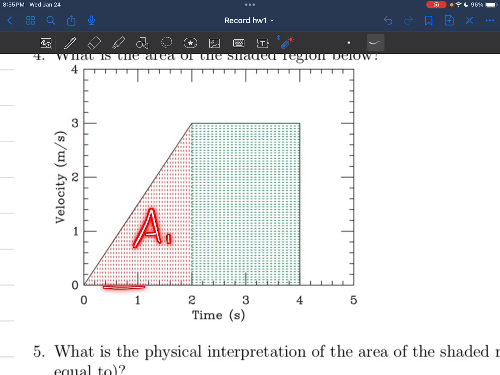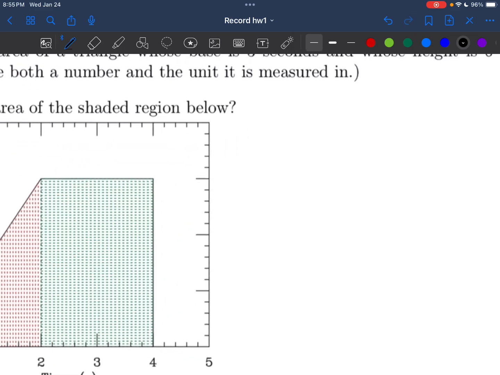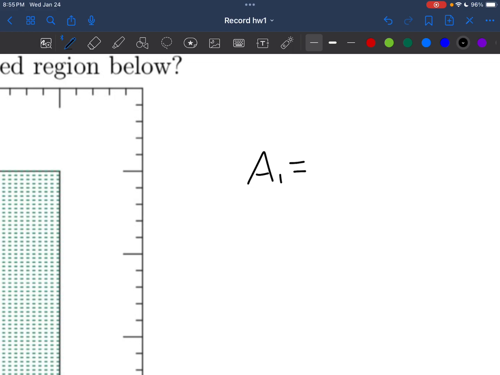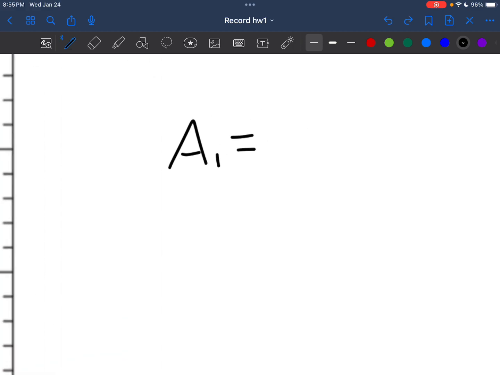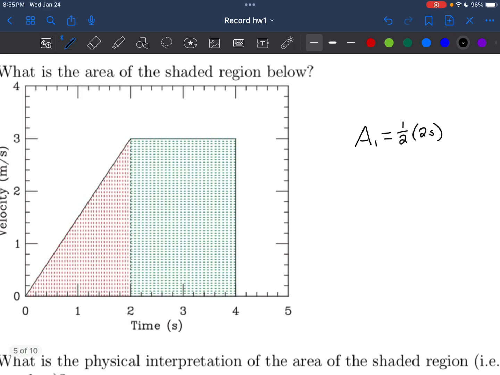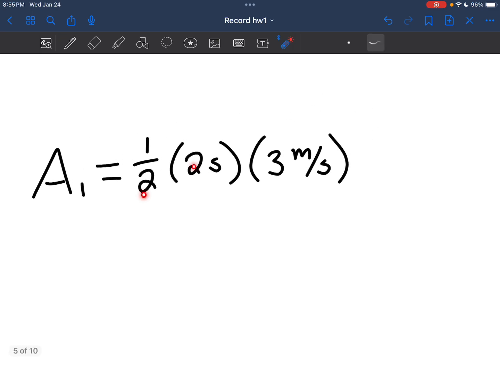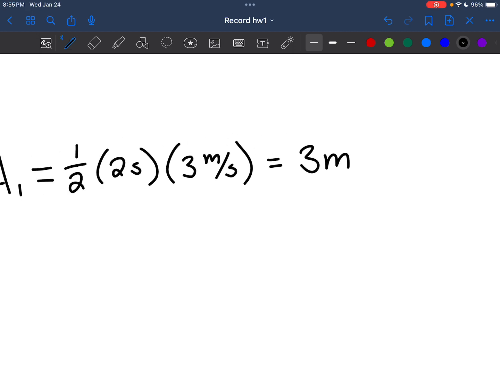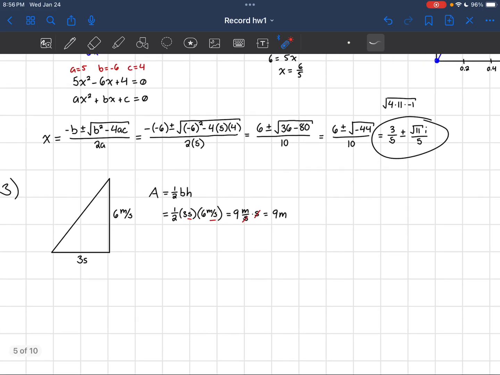So my first area, this triangle here, it'll be 1/2 base times height. So I'll call that A1, right? And my base will be 2 seconds. So I'll put this 1/2. My base is 2 seconds, and my height is 3 meters per second. Right. So my 2 divided by 2 times 3 is going to be 3 meters. And I know it's meters because, again, it's meters per second times seconds, and we already did that down here.